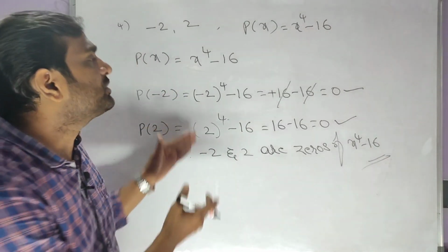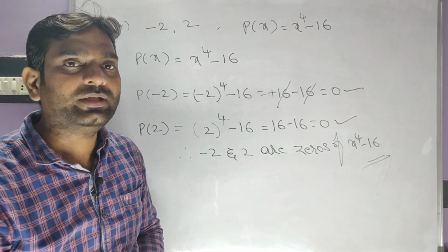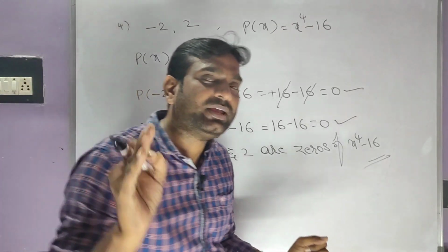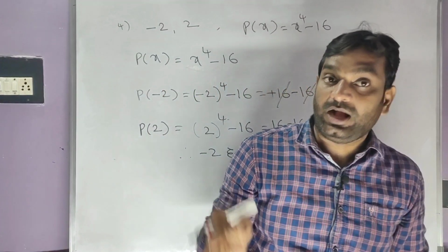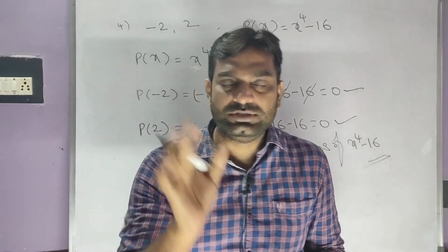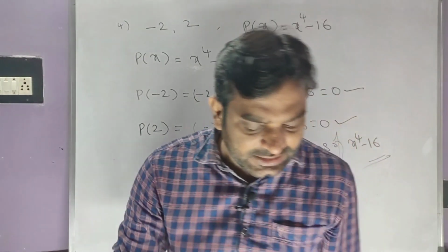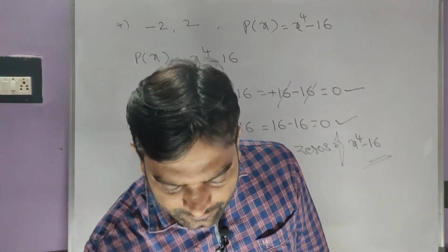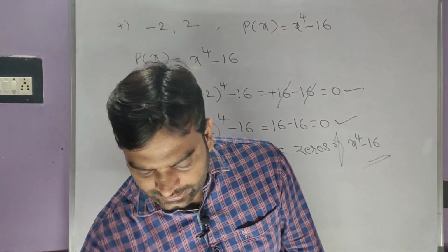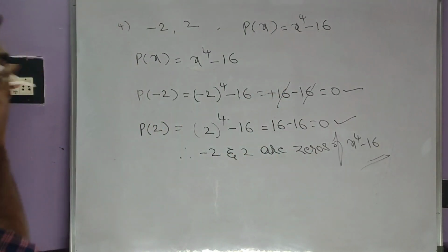Zeros are nothing but values which, if you substitute in the polynomial, you will get 0. What is the definition? A real number k is said to be a zero of polynomial p of x if p of k equal to 0. Now coming to the fifth problem. Check whether 3 and minus 2 are the zeros of polynomial p of x equal to x square minus x minus 6. Same model.